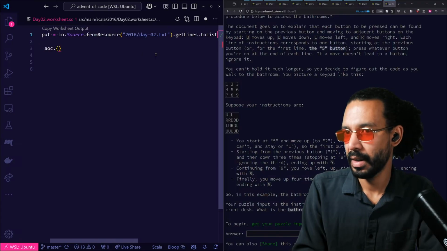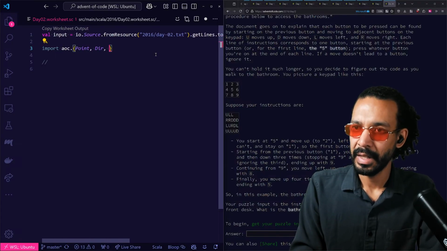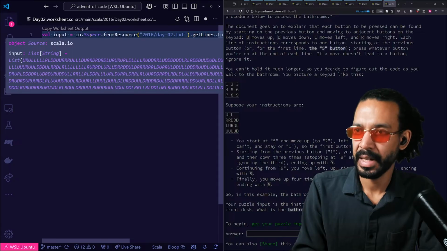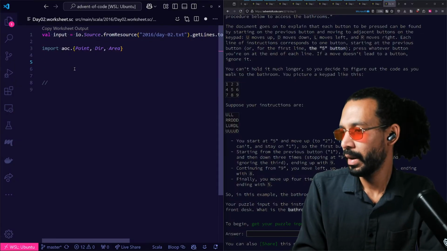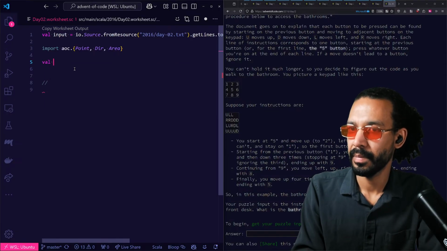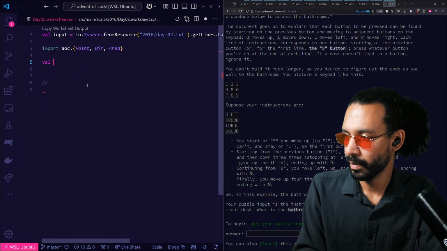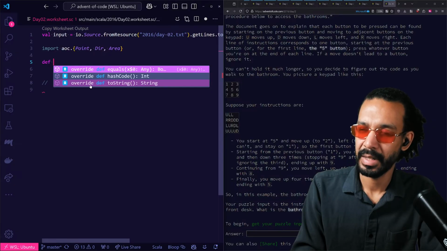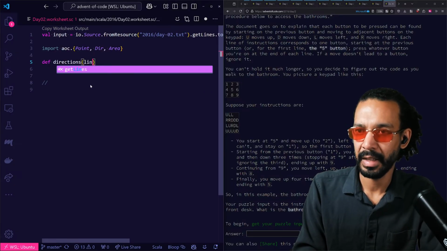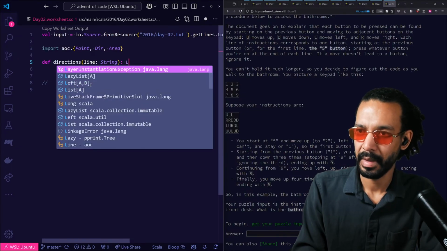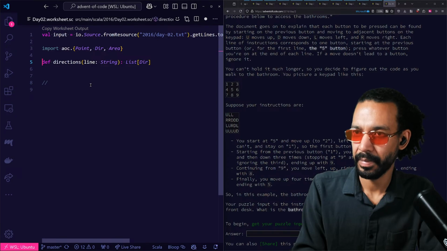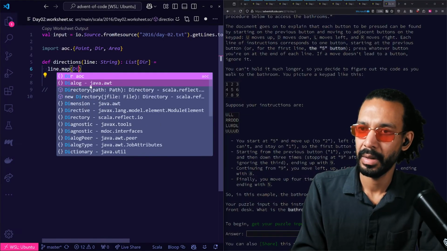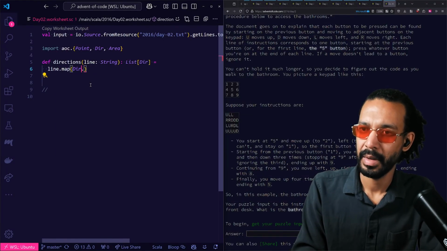So we're going to import our point, direction, and area. And input is a bunch of lines, list of directions. Okay. Let's turn a line into direction. Def directions from a line. Yeah, list of direction. And I think we can just line.map dirt from. No. We want a parse.